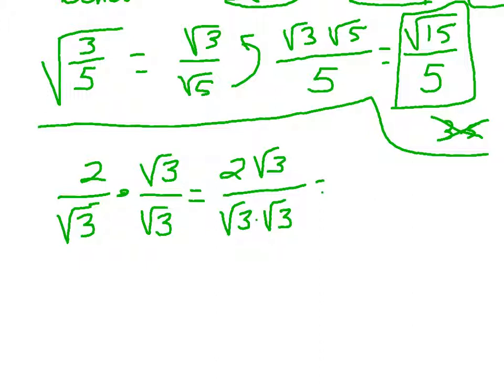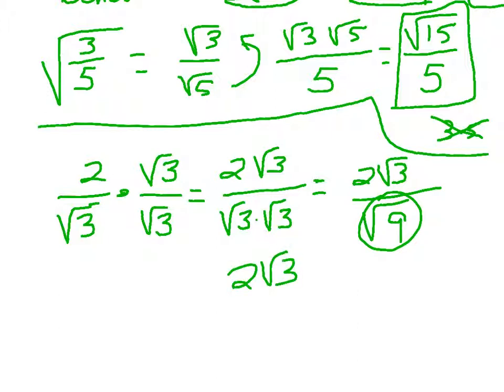Well, we can multiply those, right? So the square root of 3 times the square root of 3 gives us the square root of 9. And now you're like, wait a minute. Square root of 9 just turns into 3. So when we simplify that, we have 2 square roots of 3 over 3.